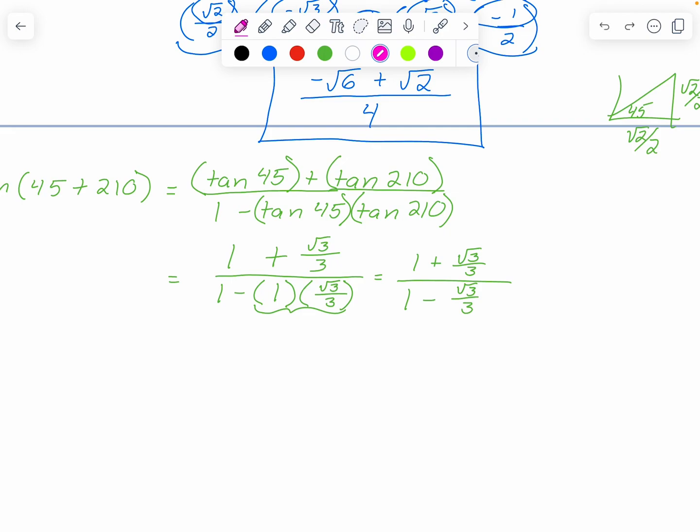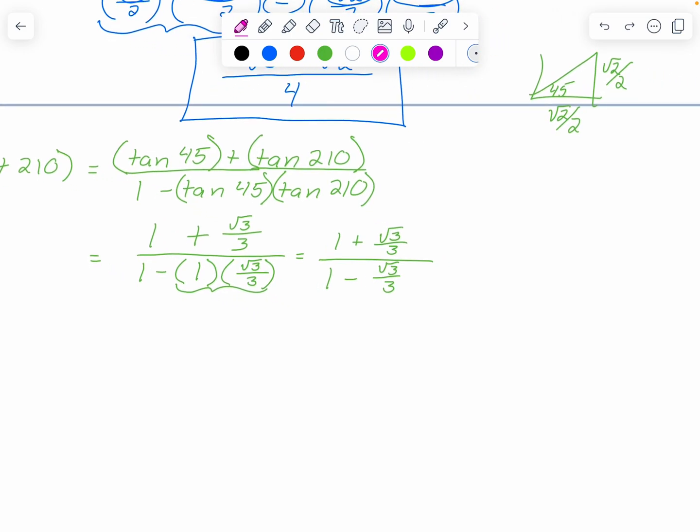So be careful with your signs. In this case, they were both positive, so it remained minus. Now what we want to do is we have to try to simplify this. So the first thing that I want to do personally is get rid of those fractions. So since I have a 3 on the bottom of both of these fractions, what I'm going to do is multiply everything in this fraction by 3.